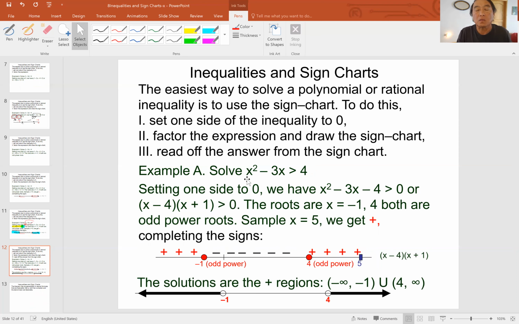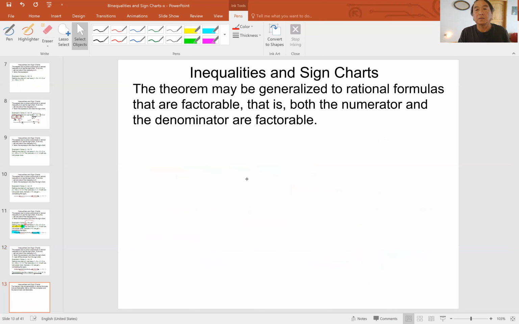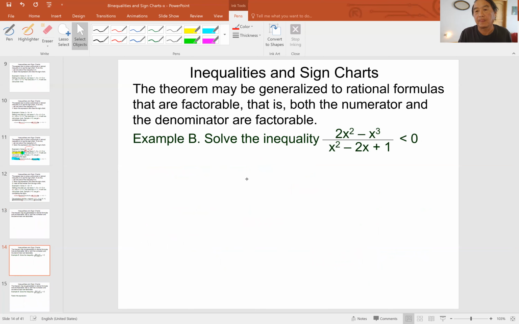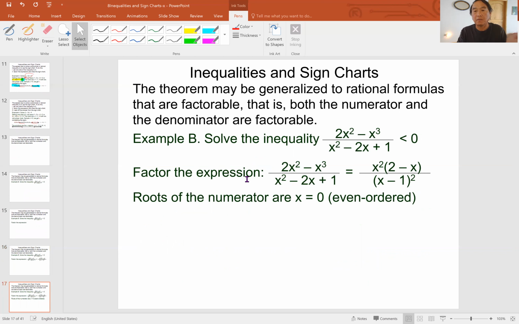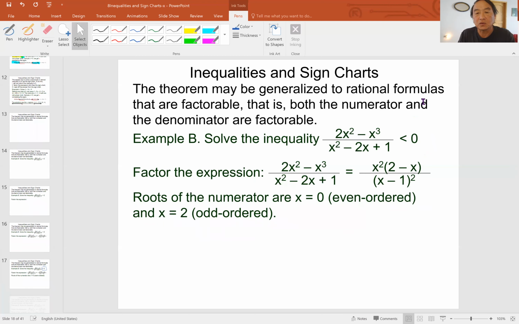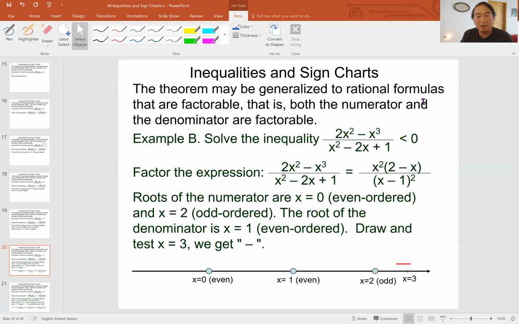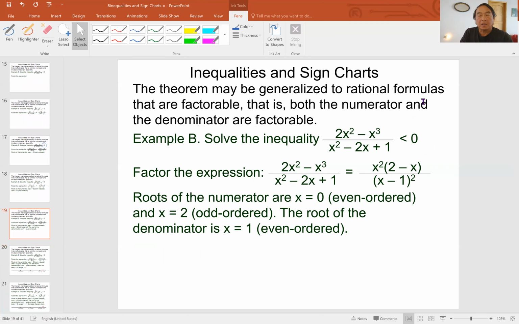We could do this with fractional formulas, provided everything can be factored. So again, we do this by drawing the sign chart for the fractions. And in particular, in these problems, it's eventually asking for less than 0. Think of it as negative. Okay, so first we draw the signs.